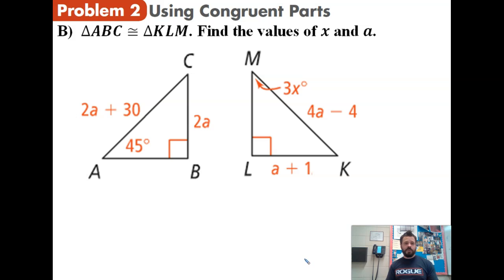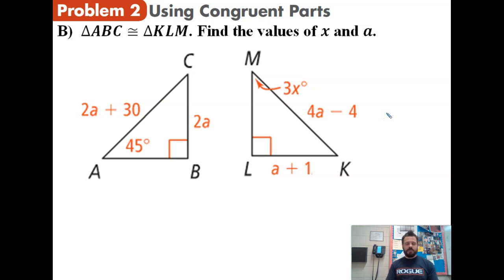Let's go ahead and run through part B. Once again, we've got triangle ABC is congruent to triangle KLM, so we have congruent triangles. This time we want to find the values of x and a. And it looks like a deals with side lengths and x deals with angles, which is a little different from what we just did, but we'll approach it the same way. Let's start off solving for the a.